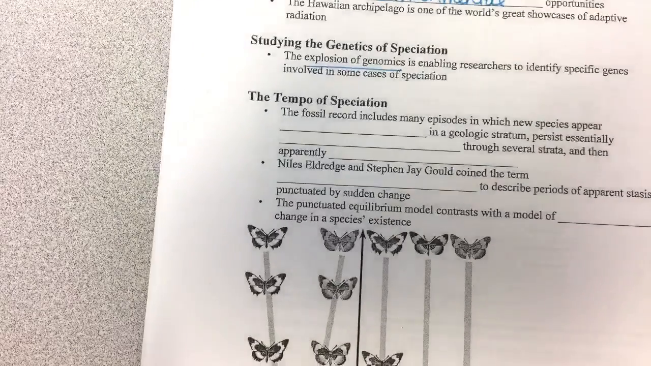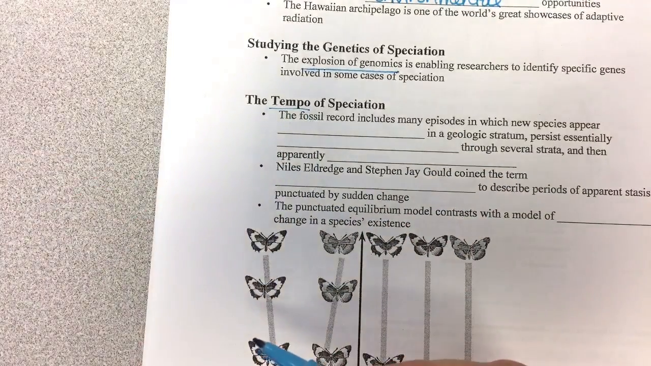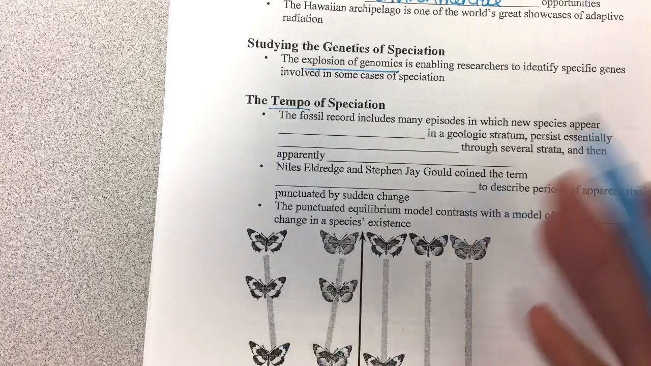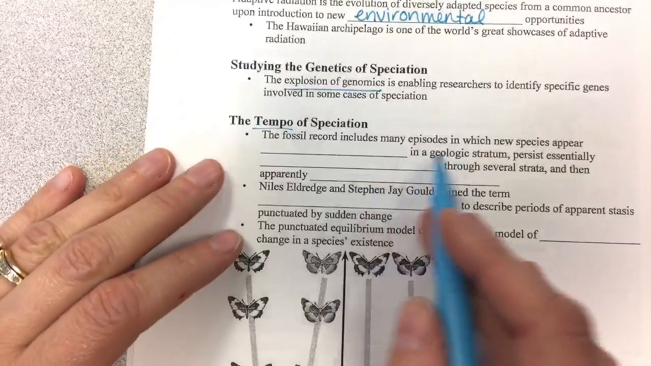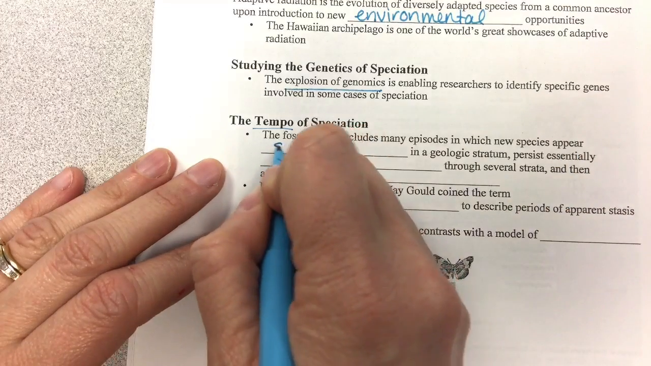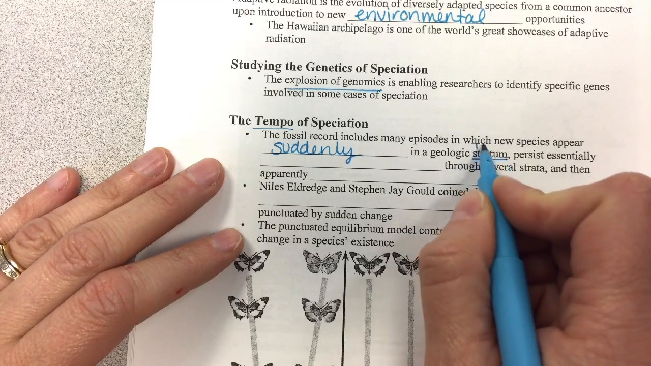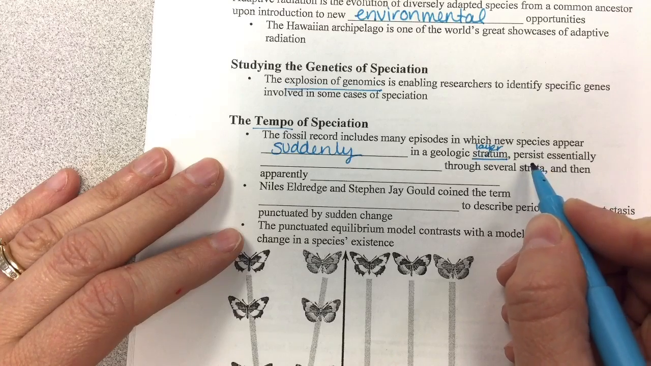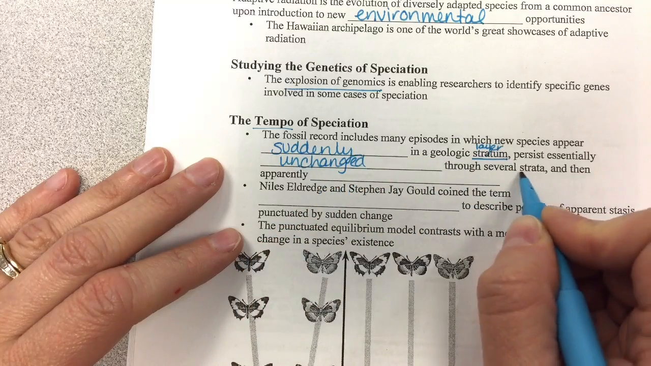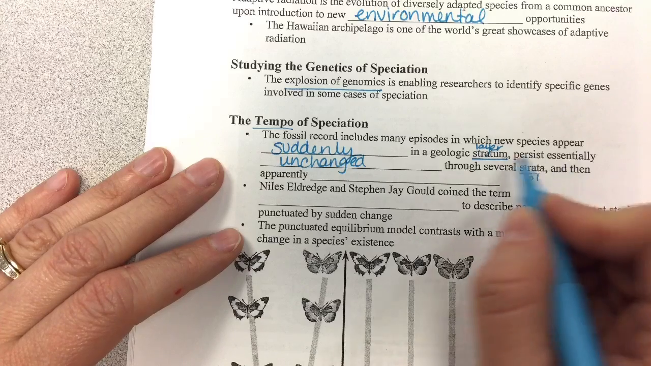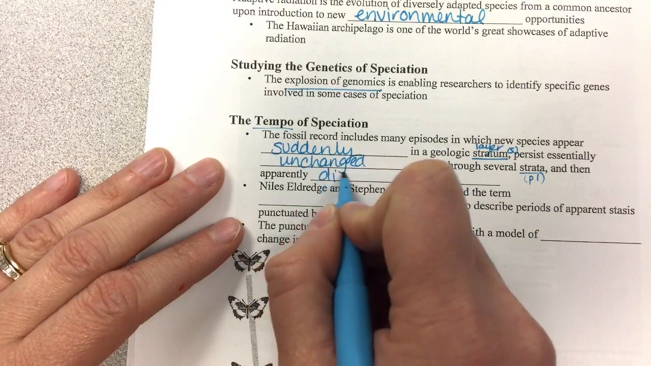And then last but not least is the tempo. When you talk about tempo, it's the timing of speciation. All we have to go on from when we weren't alive and don't have records is the fossil record. The fossil record includes many episodes in which new species appear suddenly in a geologic stratum. This is a layer. Stratum is singular. And they persist essentially unchanged through several strata. That's the plural form, so that's layers. That's the singular. And then apparently disappear.